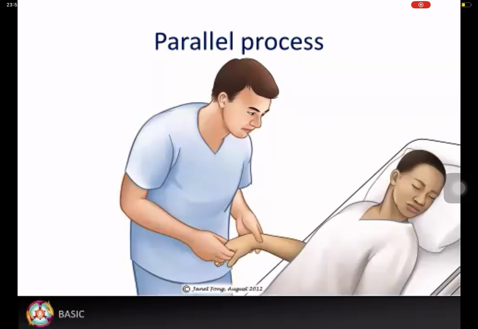Several elements of the examination can and should be carried out simultaneously. For example, when assessing a shock patient, it's possible to feel the temperature of the peripheries, feel the pulse, examine the JVP, and take a brief history simultaneously.